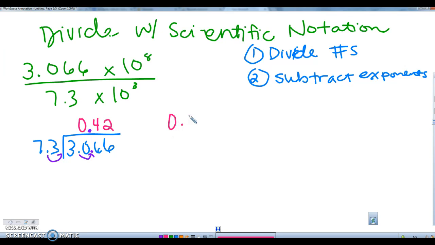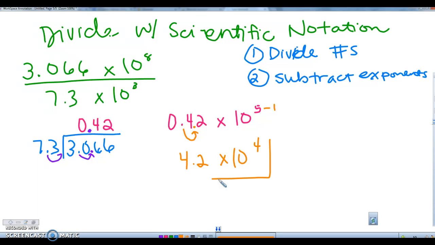So I have 0.42 times 10 to the 8 minus 3, which would be to the 5th power. And that looks fine and dandy, except for one thing. I need one number in front of the decimal. So that means I have to move this decimal place over here. And because I moved it to the right one instead of to the left, instead of adding 1, I'm going to subtract 1. So now I have 4.2 times 10 to the 4th power.